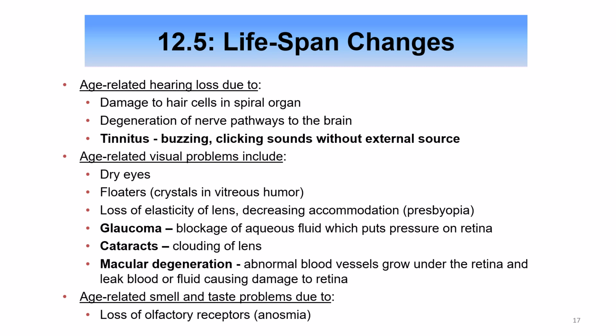Some of the age-related disorders. What happens is damage to hair cells as we get older. Degeneration of the nerve pathways can also occur. Know that tinnitus means buzzing, clicking sounds. Studies have shown that the issue causing tinnitus may be in the brain and not necessarily in the ears.